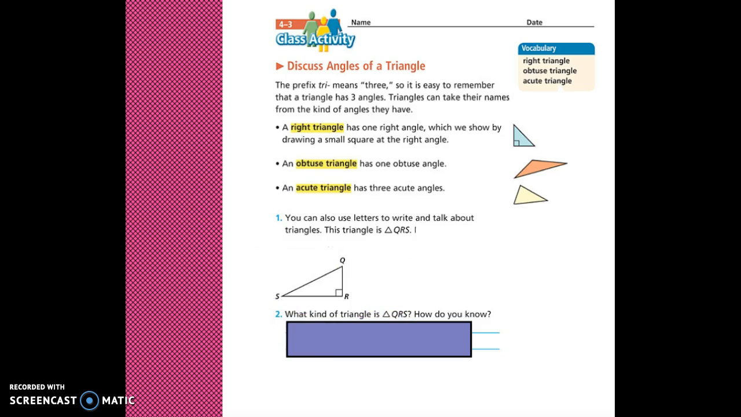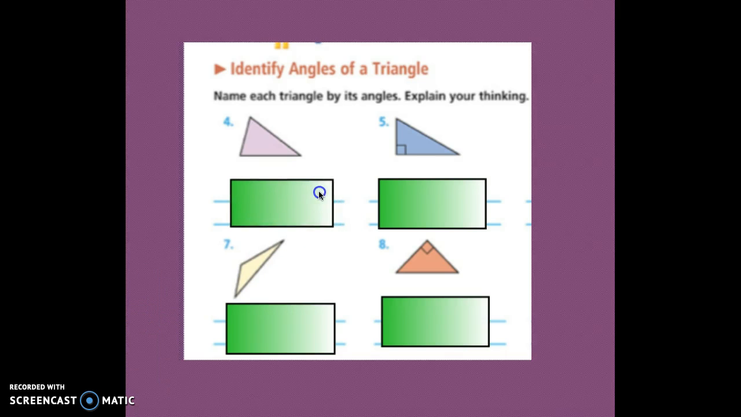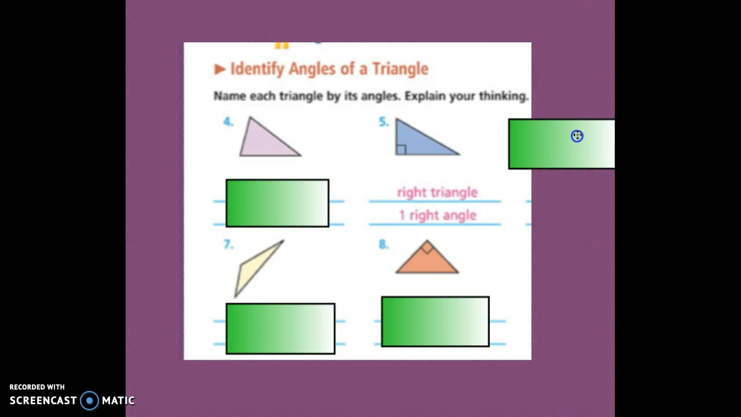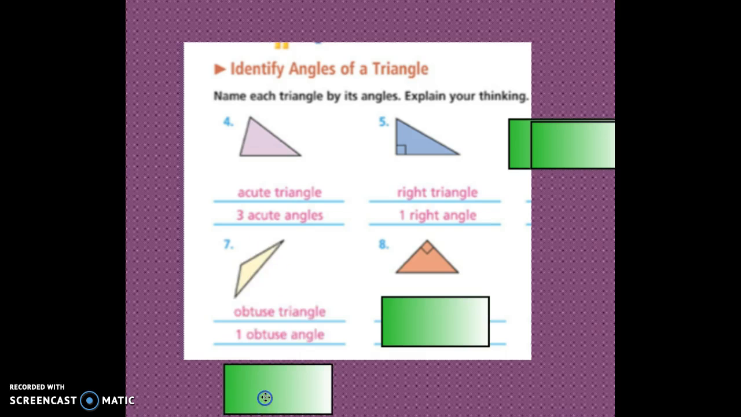Let's practice this a little bit more in depth. First, I'm going to look at this triangle right here. I have three acute angles, so I'm going to call this an acute triangle. How about this one here? I have one right angle, so I'm going to give it the name of a right triangle. Lastly, let's look at this one here. What kind of angle is that? Based on that, what name would you give this triangle? If you said an obtuse triangle because it has one obtuse angle, you were correct.